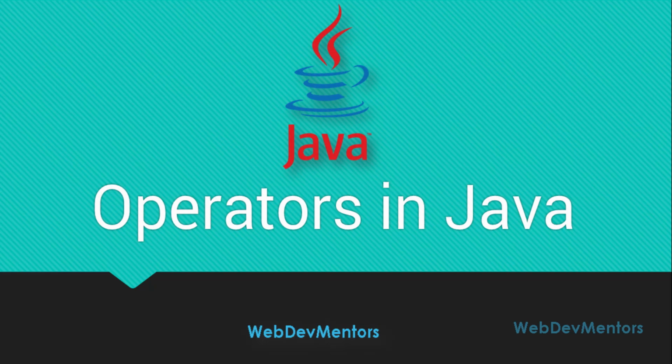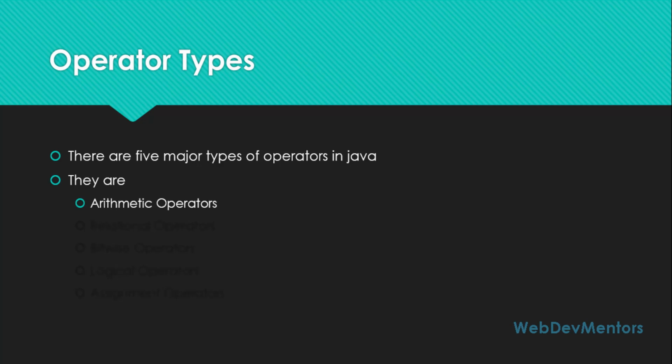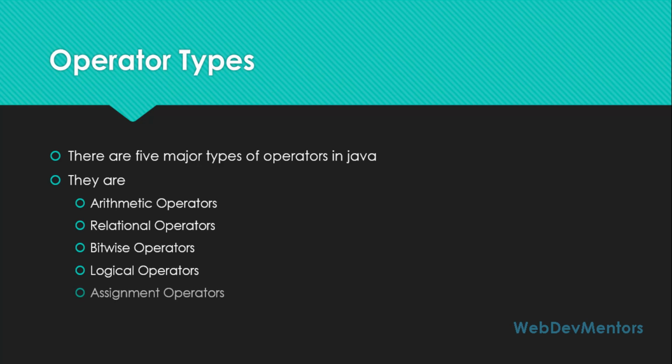So in this video we're going to see about operators in Java. Operators are nothing but manipulators. They manipulate variables in Java. There are different types of operators. There are 5 major types of operators in Java that we're going to see. There are arithmetic operators, relational operators, bitwise operators, logical operators, and assignment operators. But in these, there are only 4 operators that you'll be using more often. They are arithmetic operators, relational operators, logical operators, and assignment operators.